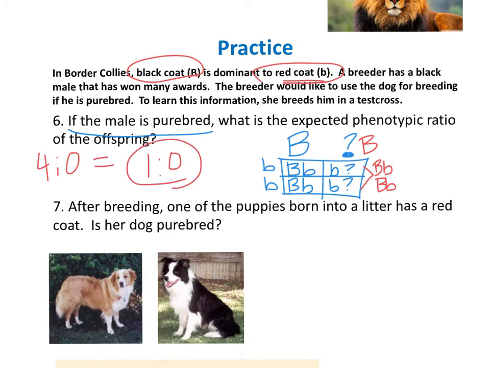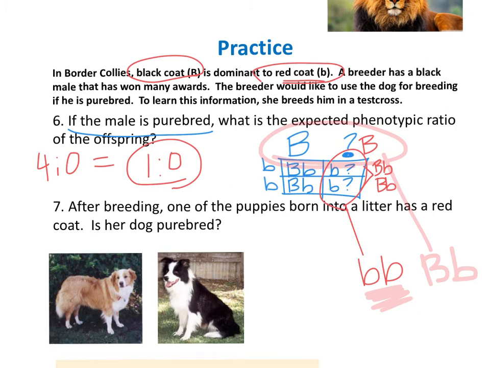Question 7. After breeding, one of the puppies has a red coat. Okay, so somehow I ended up with offspring that are little b, little b. So the only way that I could have gotten those little b's was if my parent here was big B, little b. That is the only way to get offspring that are little b, little b.